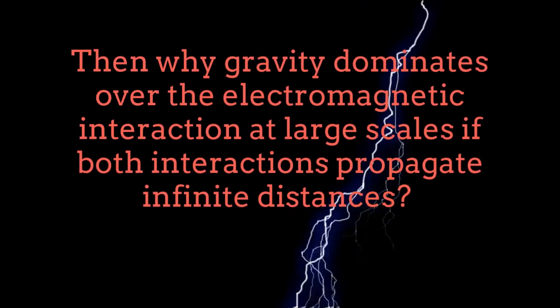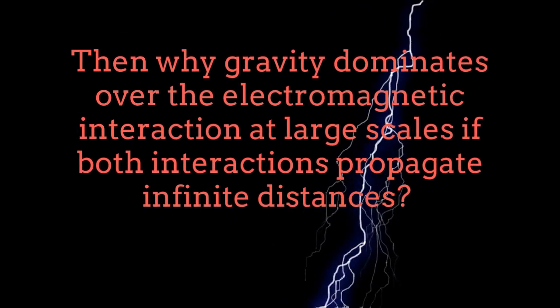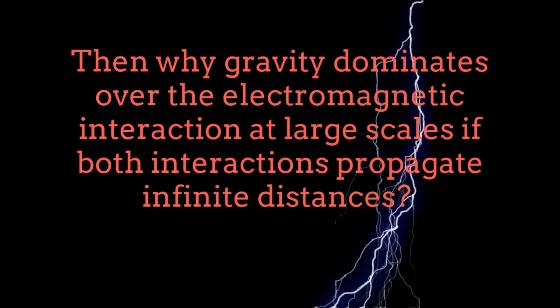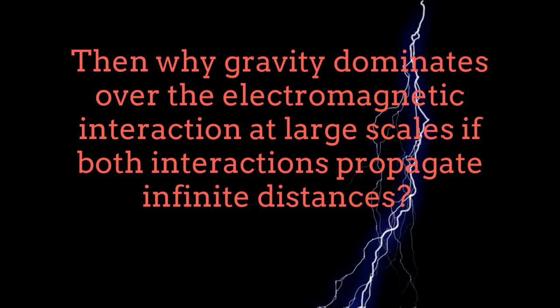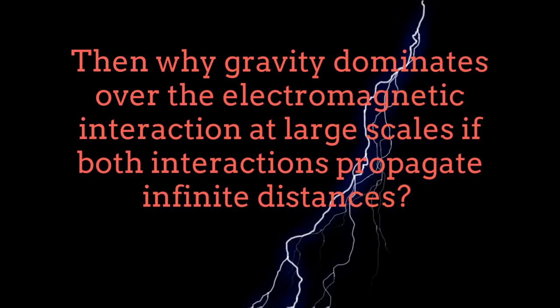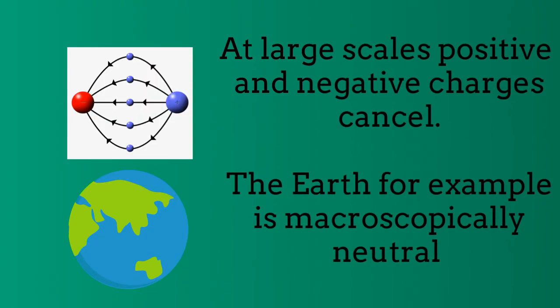But then why does gravity dominate at large scales over electromagnetism? It makes no sense. Both of them are infinite range interactions. The main reason is that electromagnetism, even being so strong, cannot be perceived at large scales because the positive and negative charges cancel each other. Then the universe at large scales is neutral.